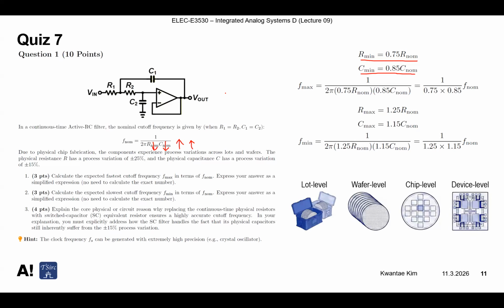And the third question is this. Explain the core physical or circuit reason why replacing the continuous time physical resistors with switched capacitor equivalent resistors ensures a highly accurate cutoff frequency. In your explanation, you must, okay, so let's first look at this sentence first.